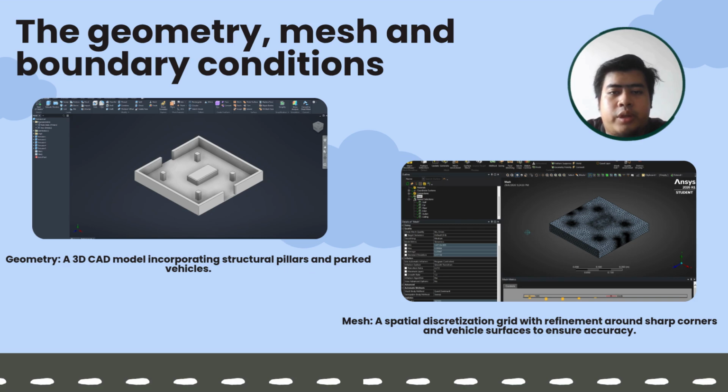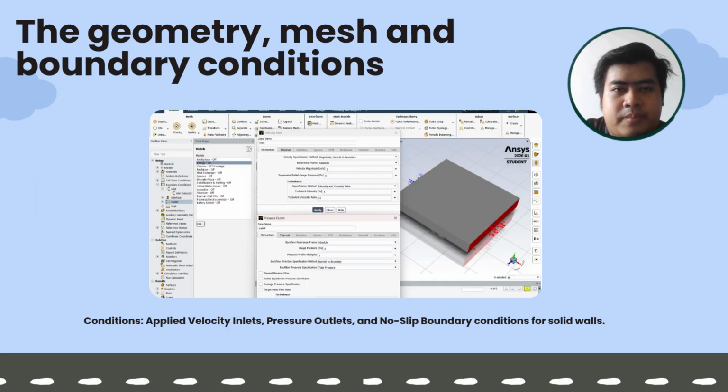Next, we import the model into ANSYS for meshing, which splits the air volume into a grid of small cells for the software to calculate. As you can see, I made the grid much smaller and tighter around the inlets, outlet, and pillars. This gives us high accuracy where the air moves fast while saving computer processing time in the empty areas.